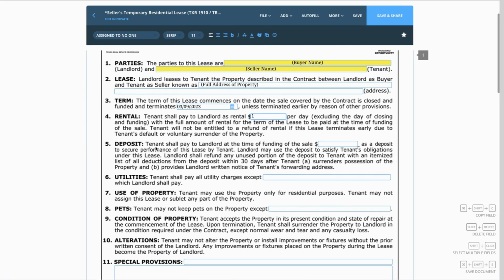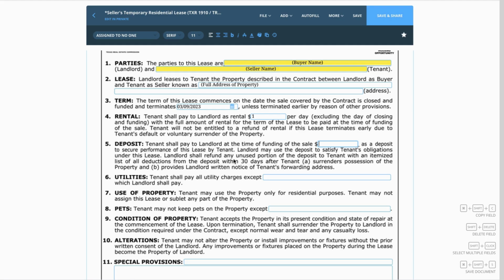All right, but you can also have, tenant shall pay the landlord at the time of funding and closing of the sale, X as a deposit. So it might be a set deposit, and you want to have a little bit of deposit. It's a security form because you do have to give this back to them, just to cover anything that may happen. So as a deposit to secure performance of this lease by tenant, landlord may use this deposit to satisfy tenant's obligation under this lease.